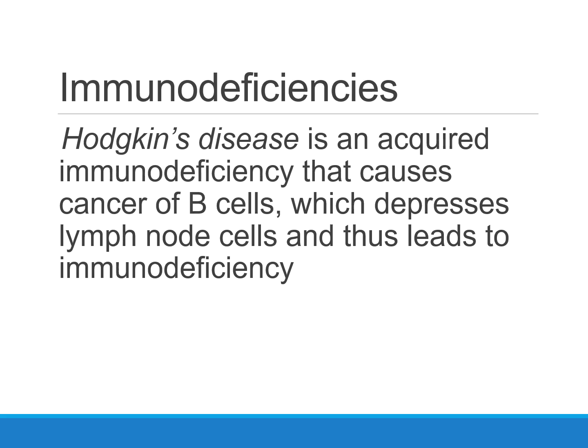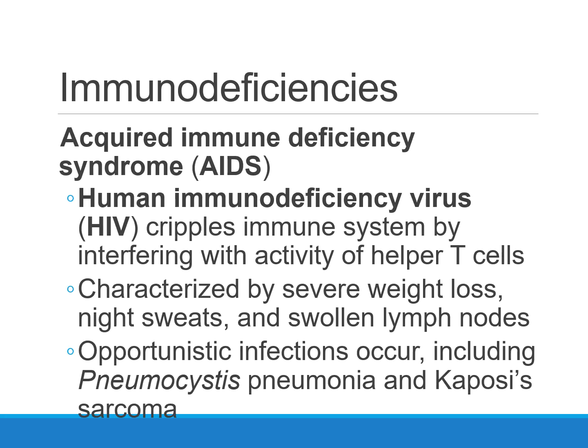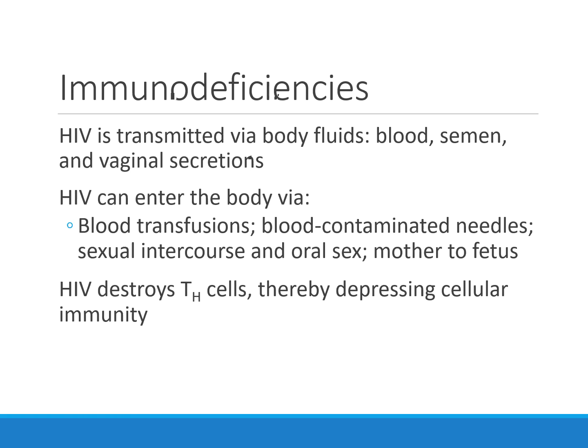Hodgkin's disease is an acquired immunodeficiency that causes cancer of the B cells, which depresses the lymph node cells and thus leads to immunodeficiency. Acquired immune deficiency syndrome, or AIDS, is caused by a virus called the human immunodeficiency virus, or HIV, but basically takes out the helper T cells. Characterized by severe weight loss, by night sweats, by swollen lymph glands, and then opportunistic infections take over, including Pneumocystis pneumonia and Kaposi sarcoma.